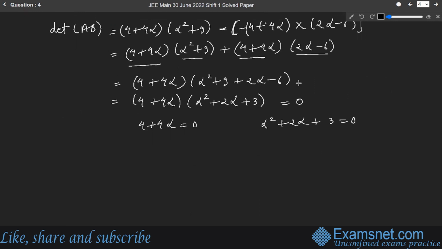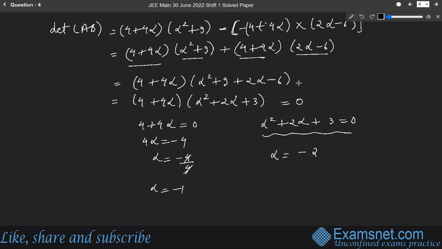In this case, we have 4 alpha is equal to minus 4. So alpha will be equal to minus 4 upon 4. So alpha will be equal to minus 1, right? And in the second case, which is alpha square + 2 alpha + 3 is equal to 0, we get its value is minus 2. So we have two different values of alpha. The first value is minus 1 and the second value is minus 2.